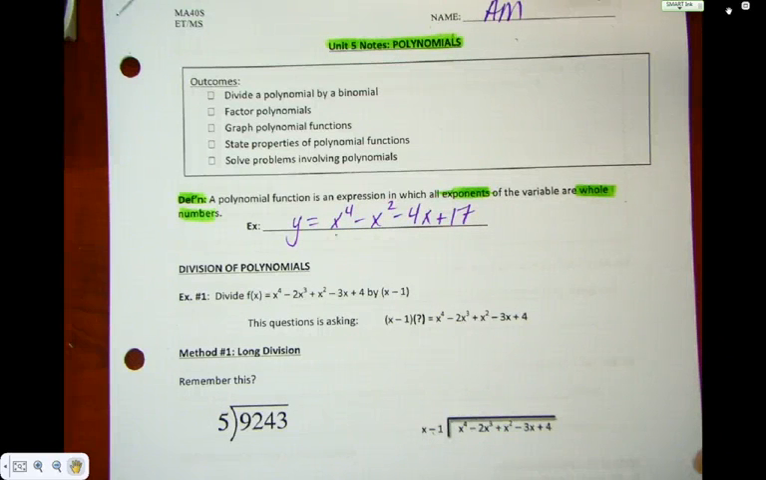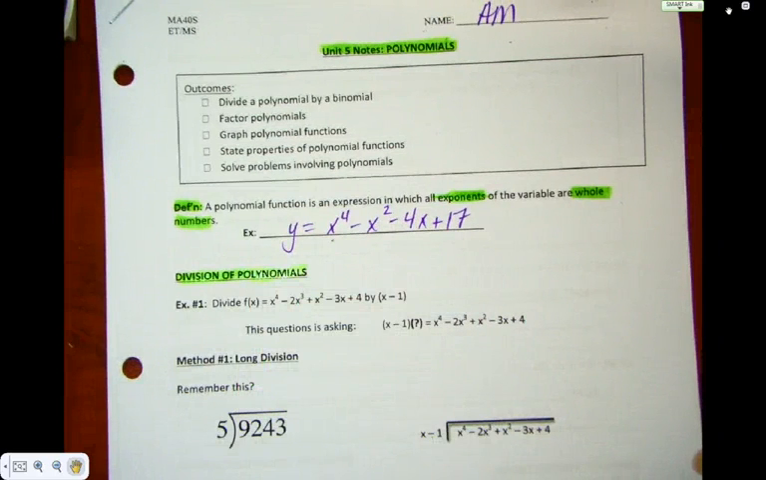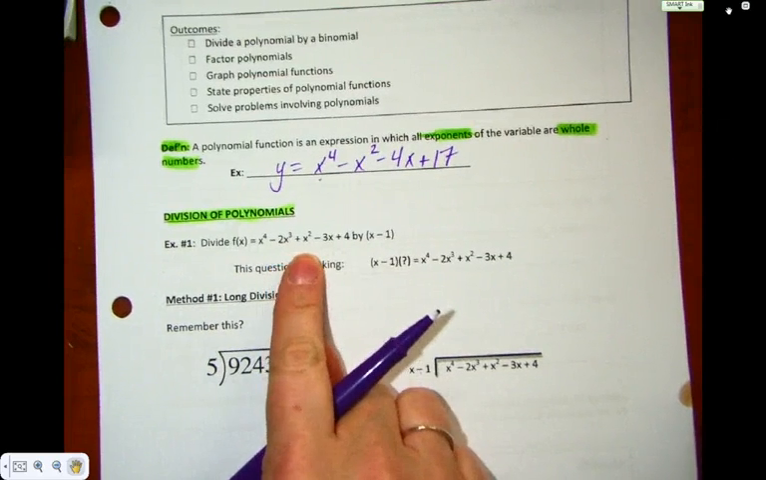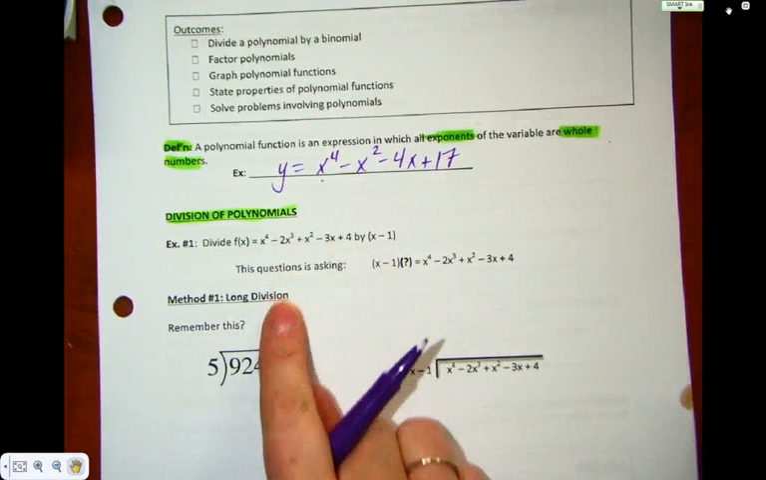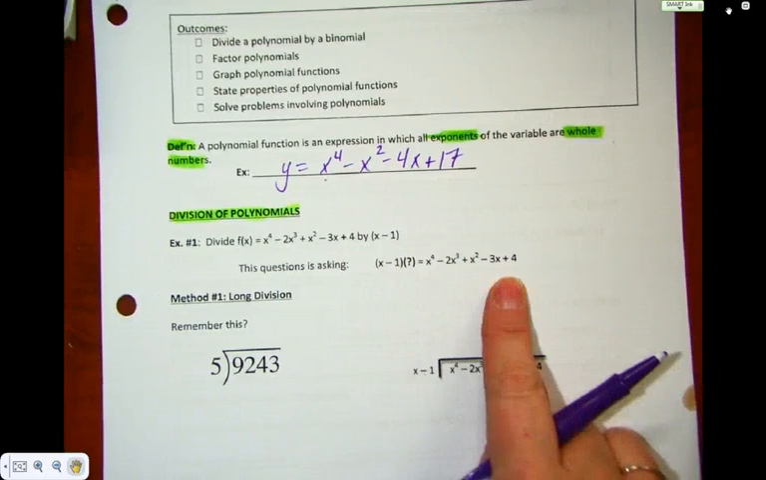You did lines in grade 10, you did parabolas last year. This year we're going to focus on cubics, quartics, quintics. Ooh, exciting. So today we're just going to learn how to divide polynomials, which is theory in order to be able to graph, so that's why we're doing it. So a typical question will say divide f of x equals all this stuff by a binomial x minus 1. And so what the question is actually asking is x minus 1 times what gives us the answer.